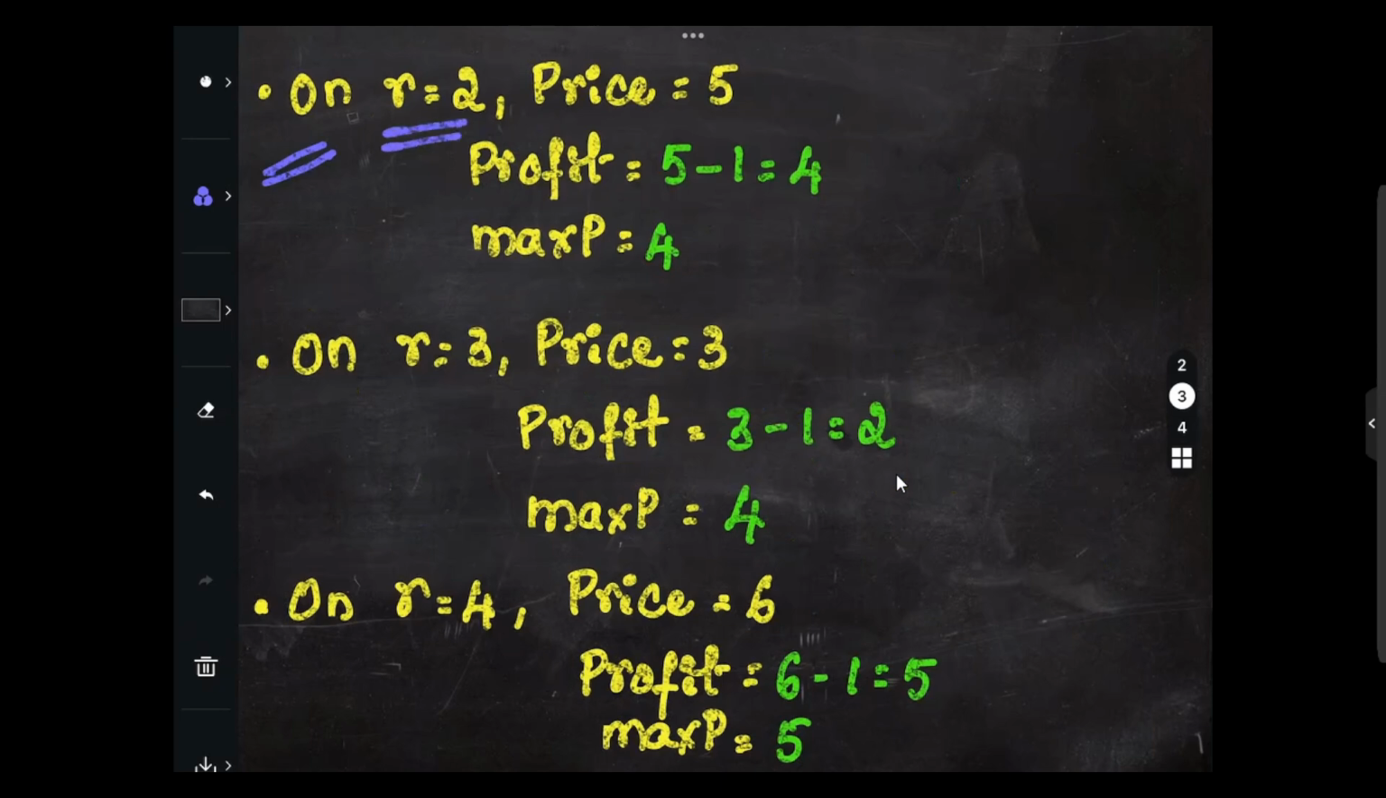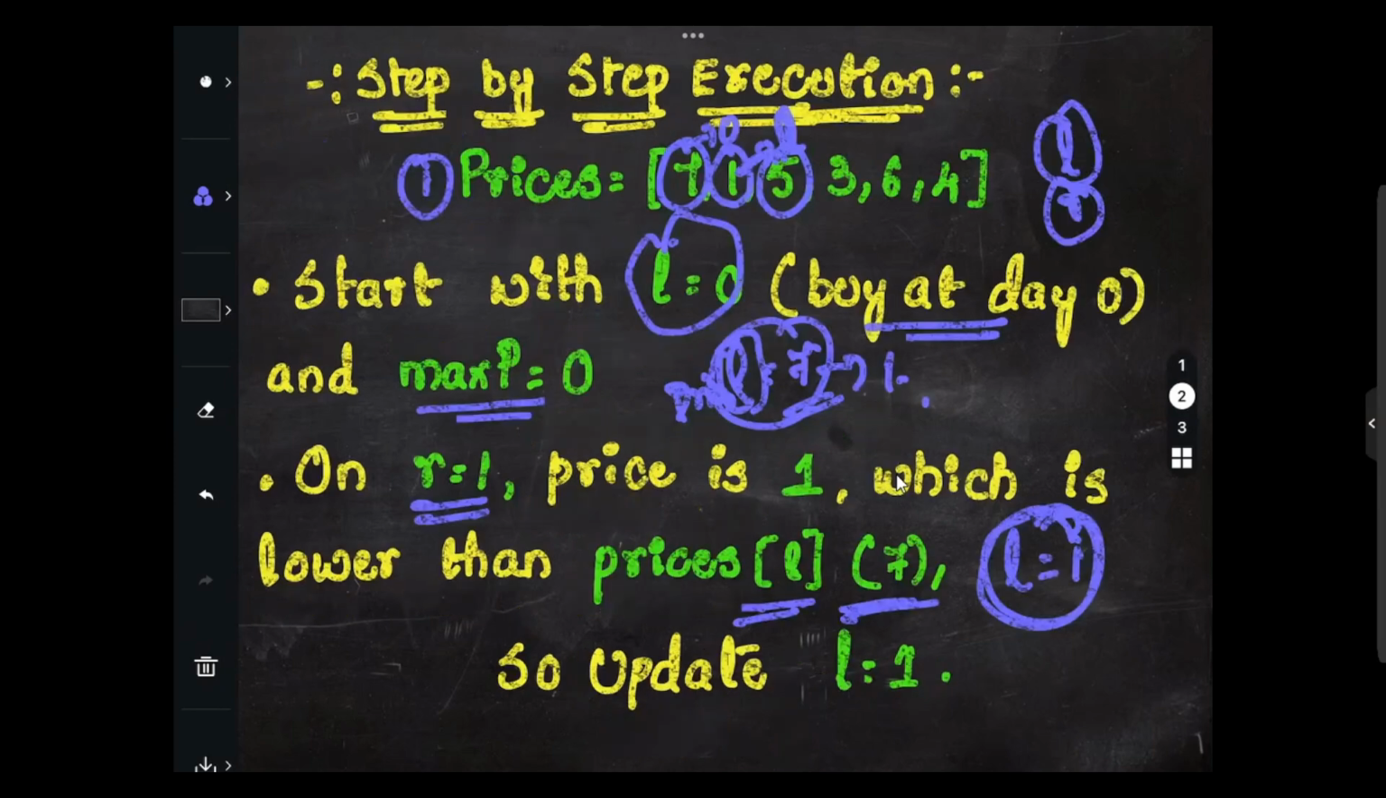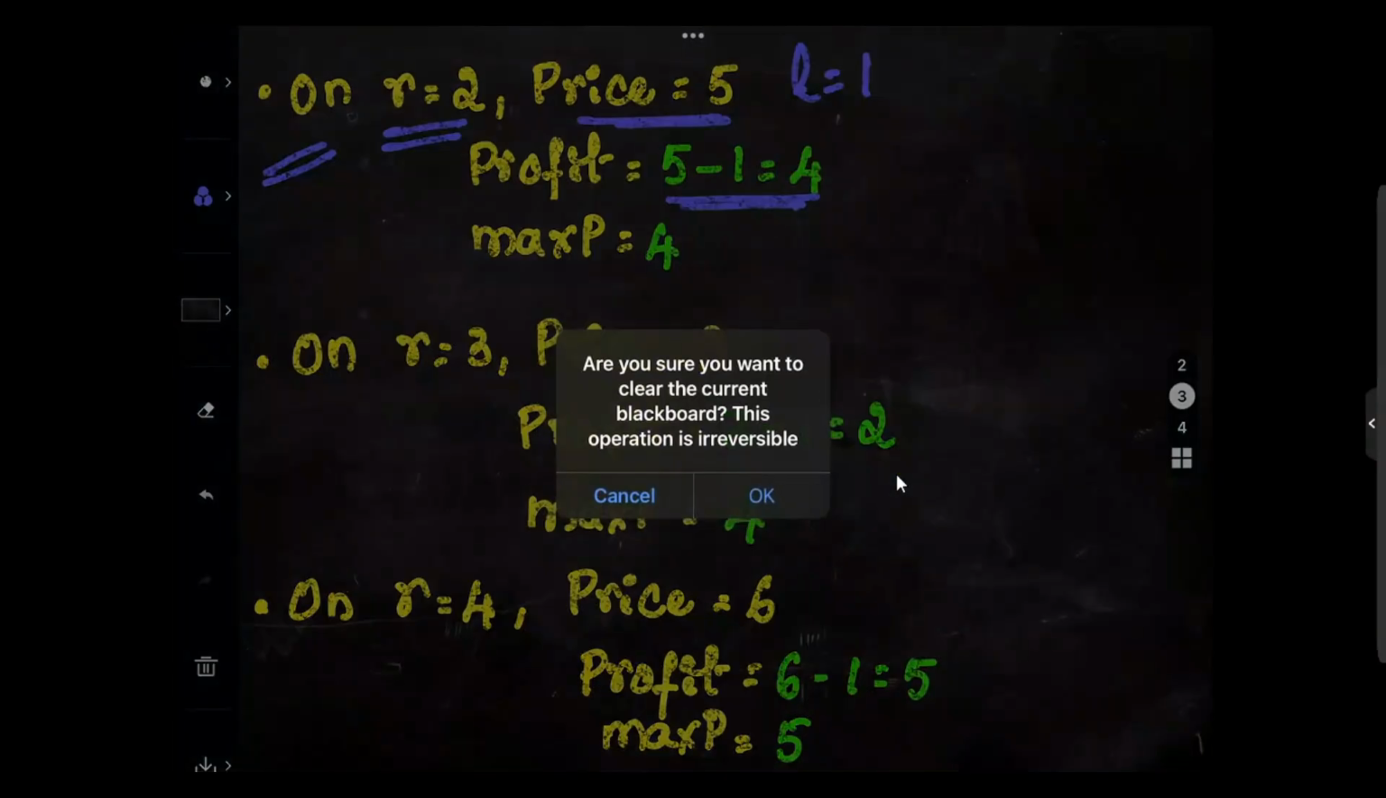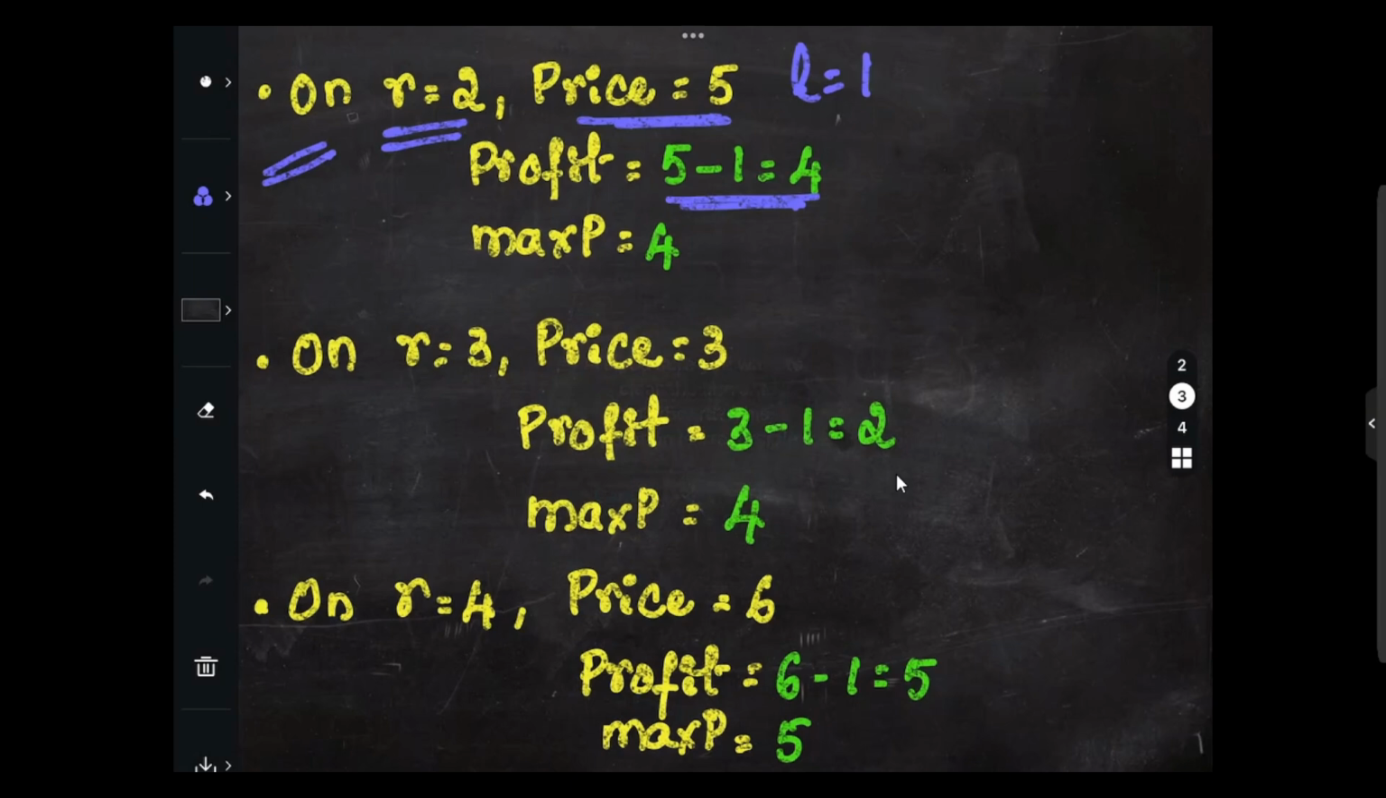Here in this case, R equals 2 and price equals 5. 5 minus 1 equals 4. We have the minimum, L equals 1, right here. I'll just write it over here so that you won't get confused. So we compute price minus L, where L is the lower price or left pointer you can consider. 5 minus 1 is 4. So the maximum profit that we got here is 4.